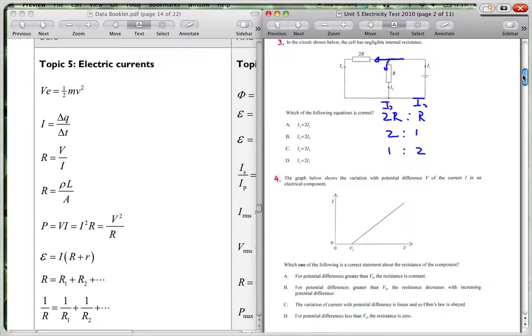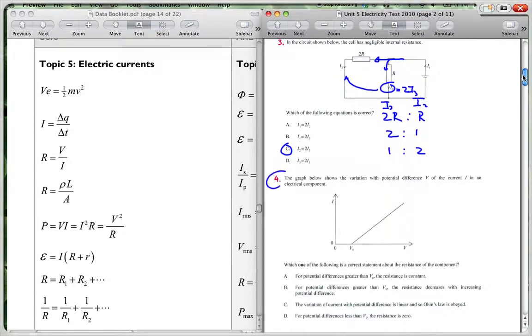So we can see here that you're going to get double the current of your I3. So it is actually going to be C that would be your correct answer there. Can you see that here we have that I2 is equal to 2I3, so you've got 2 times the current here as you have there. This is equal to twice I3, which is correct.